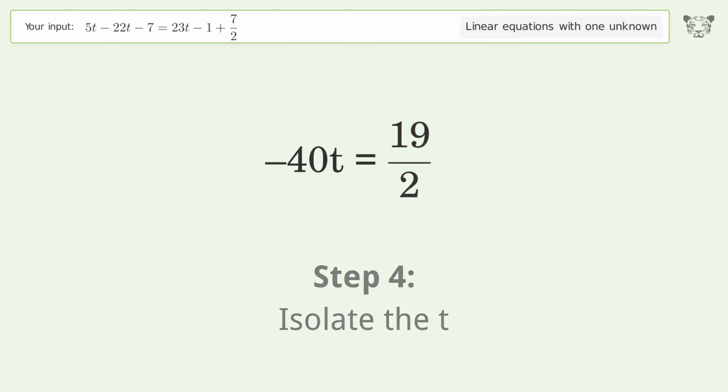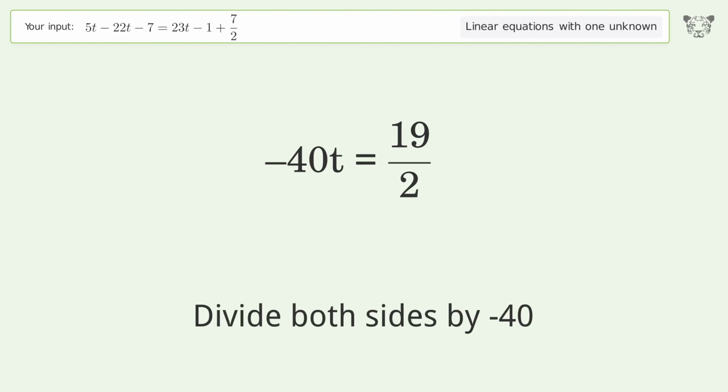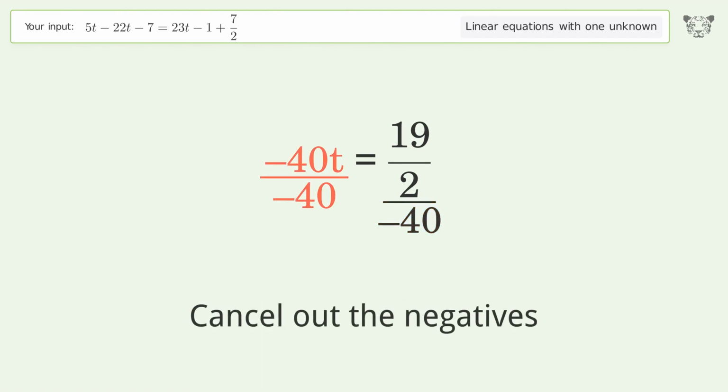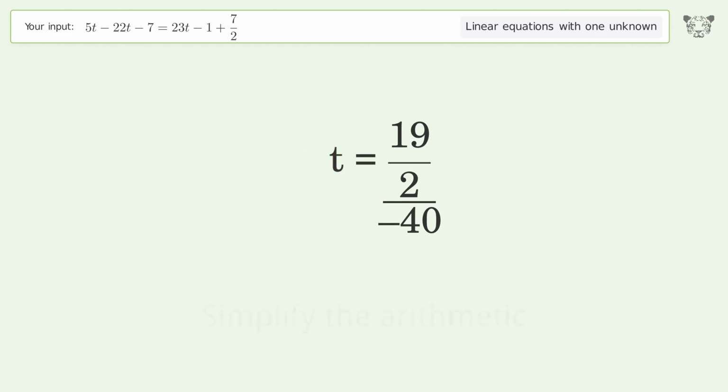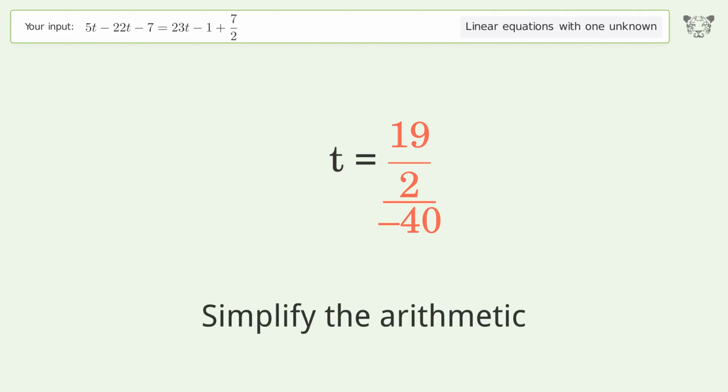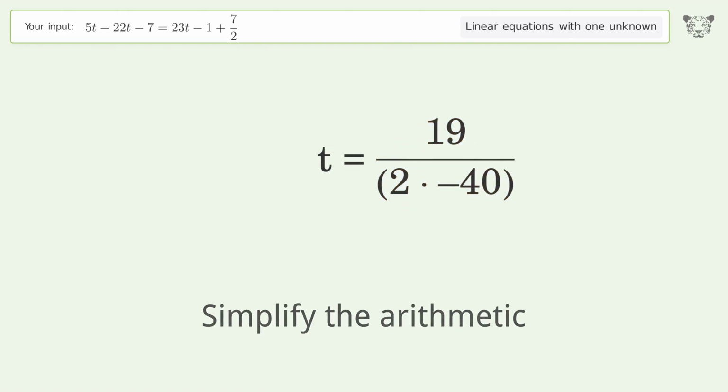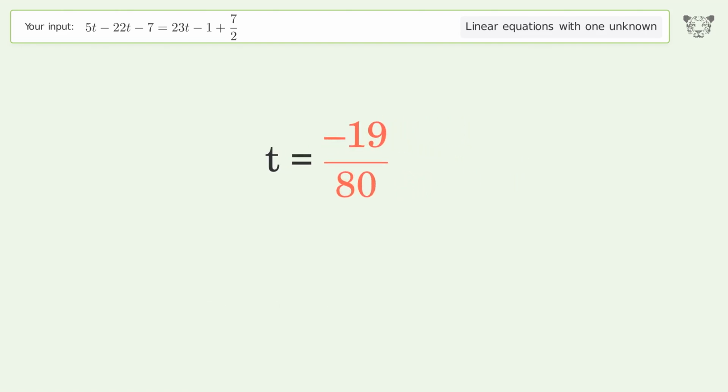Isolate the t. Divide both sides by -40. Cancel out the negatives. Simplify the fraction. Simplify the arithmetic. And so the final result is t equals -19/80.